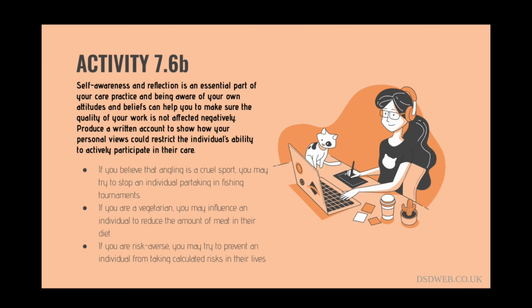Although this will depend upon your own individual views, some examples that you may want to consider include: if you believe that angling is a cruel sport, you may try to stop an individual from partaking in fishing tournaments. If you are a vegetarian, you may influence an individual to reduce the amount of meat in their diet. If you are particularly risk averse, you may try to prevent an individual from taking calculated risks in their lives.